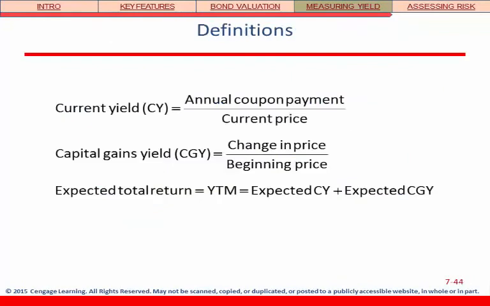Okay, so once again, let's go over some major definitions. The current yield is that annual coupon payment divided by the current price. The capital gains yield is going to be your change in price over your beginning price. All right, and then the expected total return is your yield to maturity. Okay, so to get your yield to maturity, all you have to do is add your expected current yield plus your expected capital gains yield.